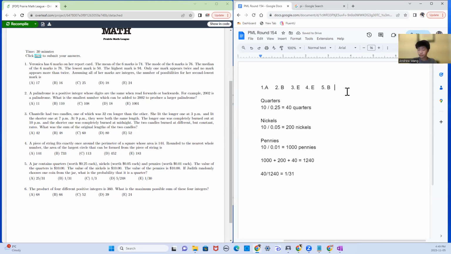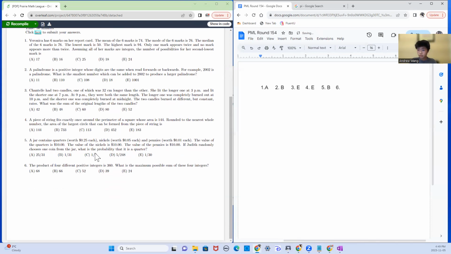So let's move on to question 6 now. Question 6, the product of 4 different positive integers is 360. What is the maximum possible sum of these 4 integers? In order for a sum to be maximum, we have to choose the 3 smallest divisors in order to make the 4th divisor as large as possible.